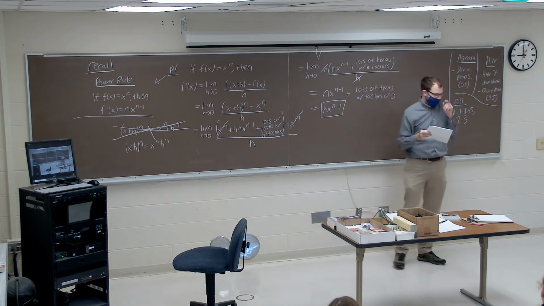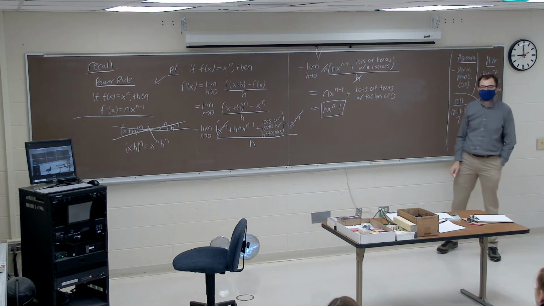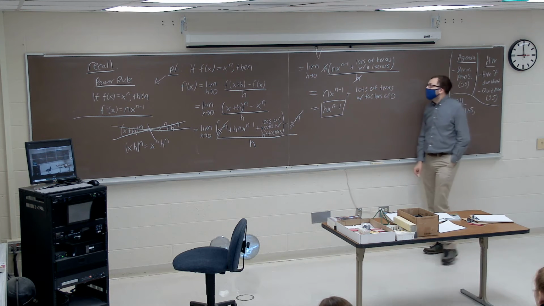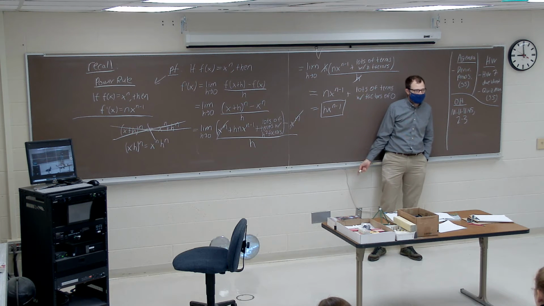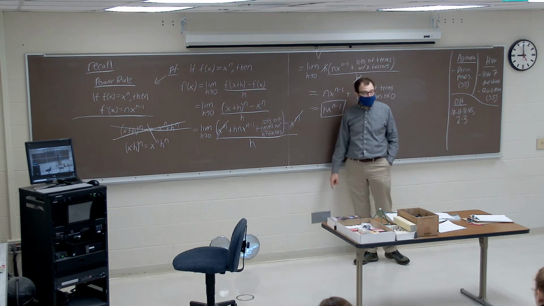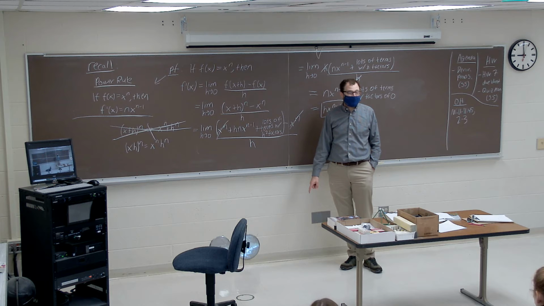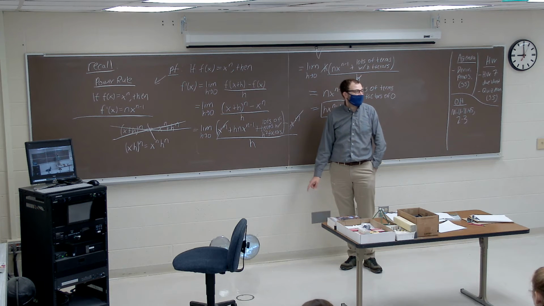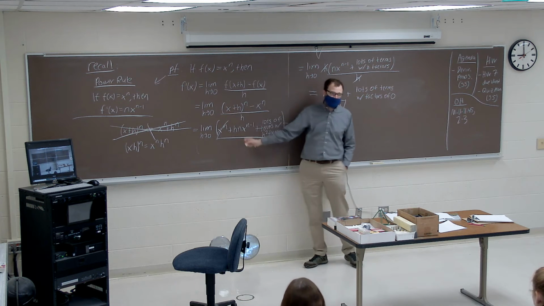And so we do, in fact, get nx to the n minus 1 as our final answer. So technically, this only really works if n is a positive integer, like n is 2, 3, 4, 5. Yesterday we were doing the power rule with examples like, what if f of x equals x to the negative 5 power? Or f of x equals x to the negative 3.5. And technically, if we did that, we couldn't split up (x plus h) to the n in this way.